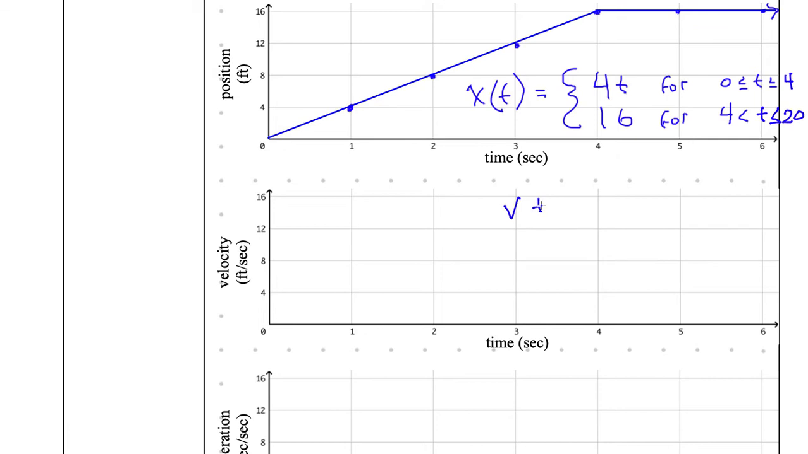So v sub t is now the derivative of, it's like x prime of t, right? It's just a different letter because it's velocity instead of position. It's still going to be a piecewise function, and when we take the derivative of piecewise functions, we take the derivative of the left piece, derivative of the right piece. So the derivative of 4t with respect to t is 4. The derivative of 16 with respect to t is 0. And it's still for the same 4s.